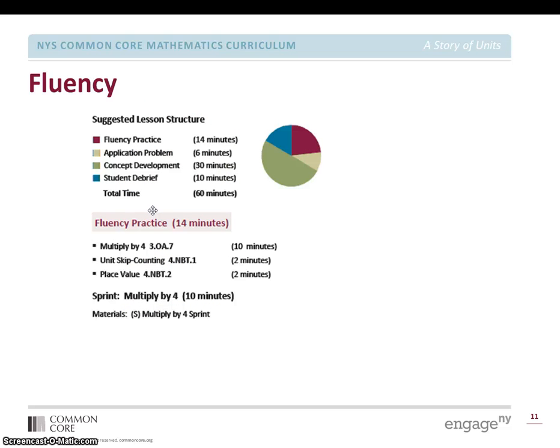When you break down, for example, the first days or the first few days of fluency lessons, you'll see a map like this. You'll see 5 bullets. Here's what they're going to do. They're going to work at multiply by 4 sprint for 10 minutes. They're going to use skip counting, which is a fantastic thing, especially if you add math movement to it, and some place value fluency work.